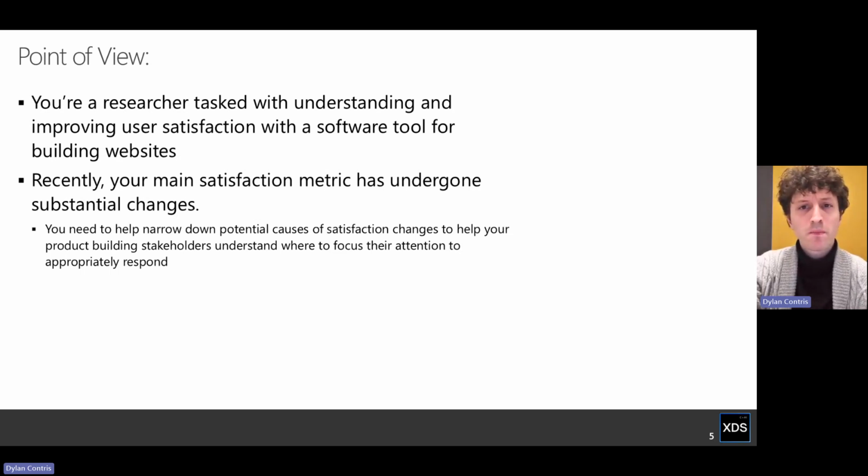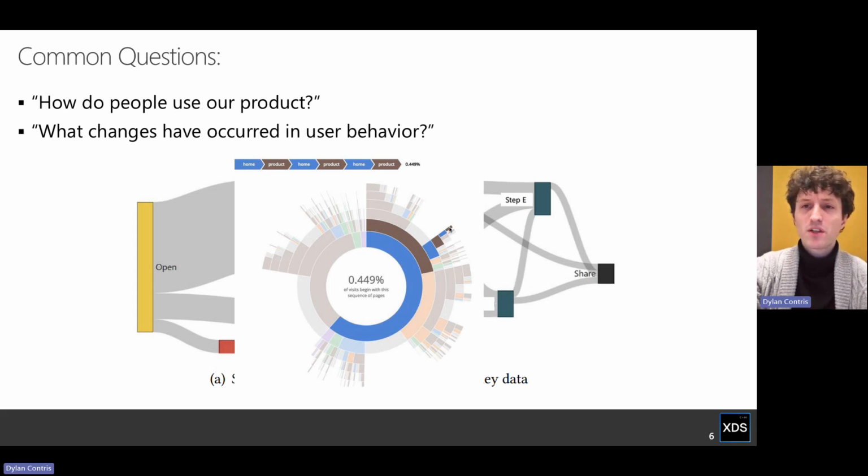To help product stakeholders understand changes in satisfaction, commonly they may have seemingly simple questions about users like, how do people use our product? And what changes have occurred in user behavior to explain observed changes in satisfaction?